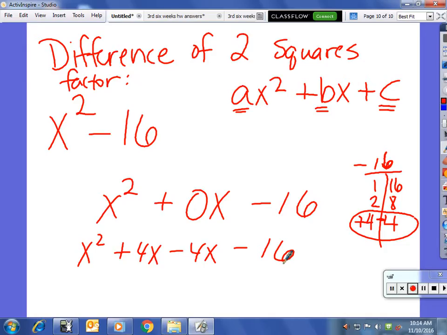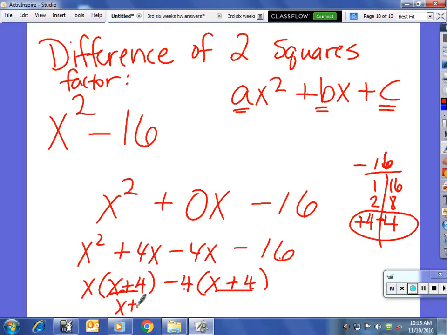What's the GCF of the first pair? X. Take it out, and what are you left with? X plus 4. What's the GCF of the second set? Negative 4. Take out a negative 4, and you're left with x plus 4. You remember, these are supposed to match. If they don't match, then something went wrong. And they do match here, because negative 4x divided by negative 4 is positive x, and negative 16 divided by negative 4 is 4.